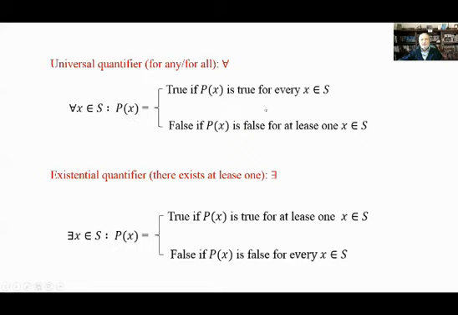It's true if P(x) is true for every x in S, and false if P(x) is false for at least one x in S. The existential quantifier: there exists at least one, and we use this symbol for it. So the predicate will be there exists an x in S such that P(x). This one is true if you can find an element x in S for which P(x) is true, and false if you can't find such an element, which means for any x in S, P(x) is false. So that's what this is here.